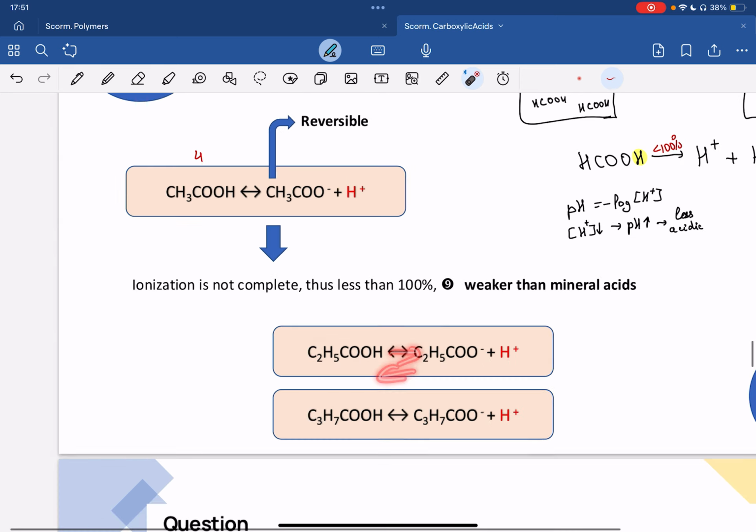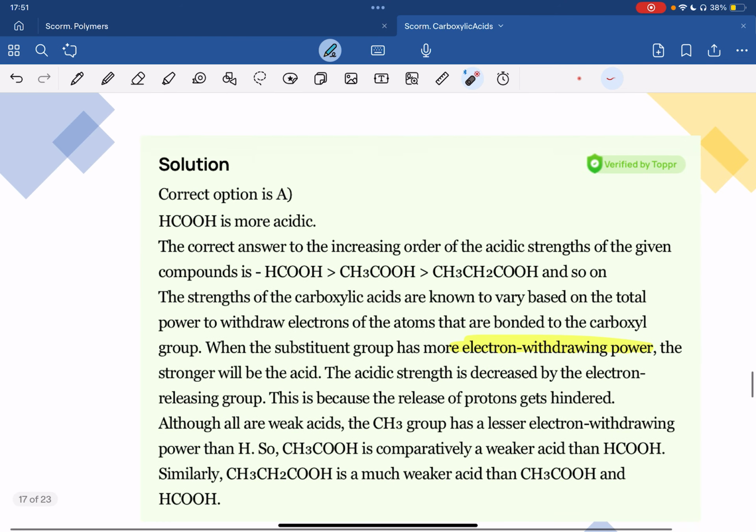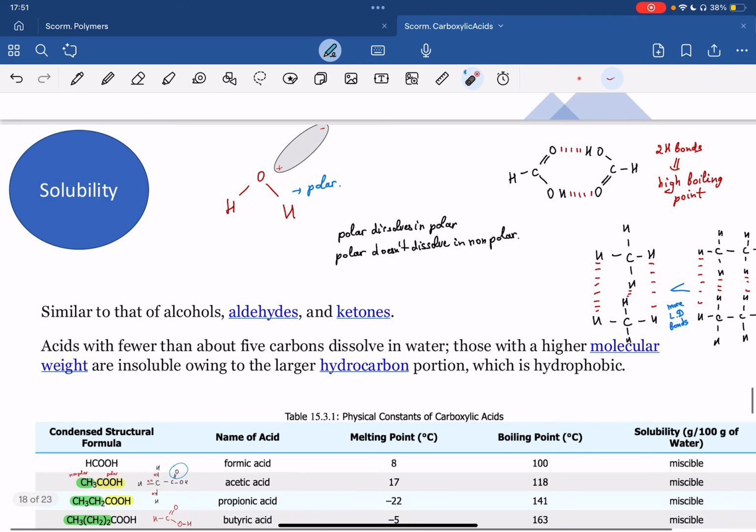Also note that once we increase the carbon numbers in carboxylic acids, the acidity should decrease. Just know that it is because of the electron withdrawing power. The CH3 group has lesser electron withdrawing power than hydrogen. So CH3COOH is weaker than HCOOH. So once we have more carbons, the acidity decreases. But if we compare the mineral acids and carboxylic acids, of course, it depends on ionization.